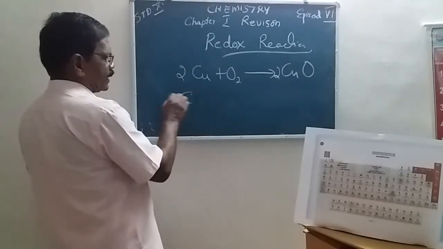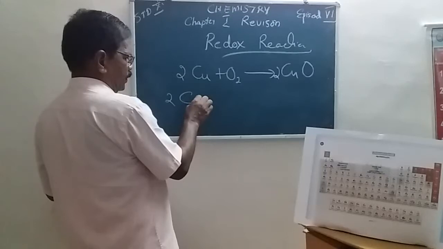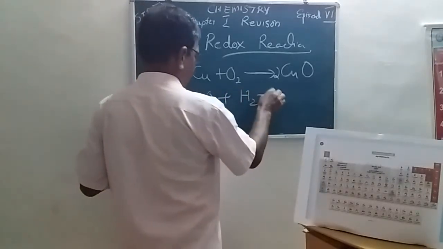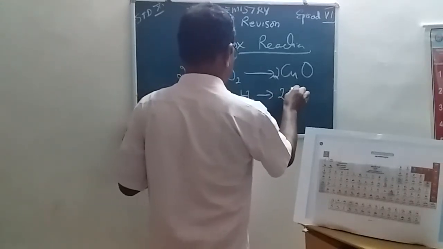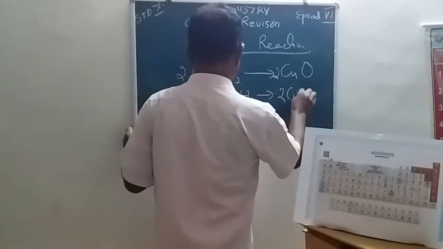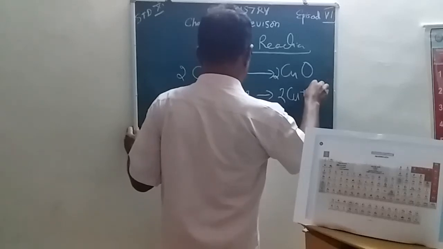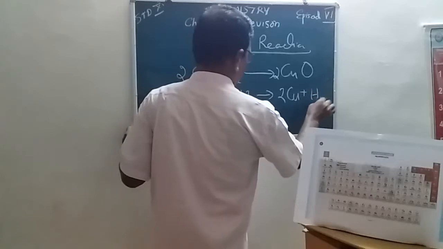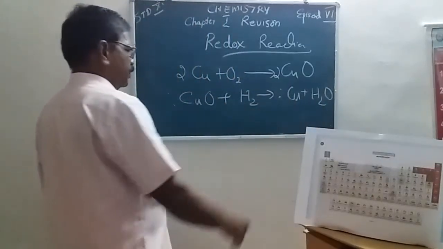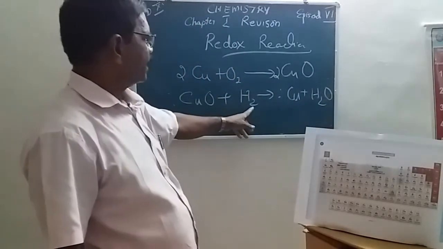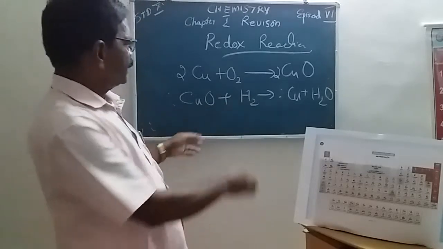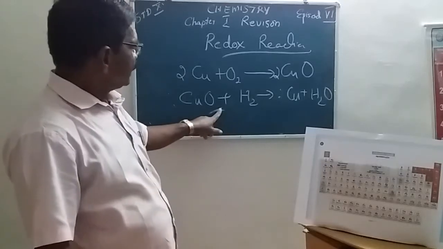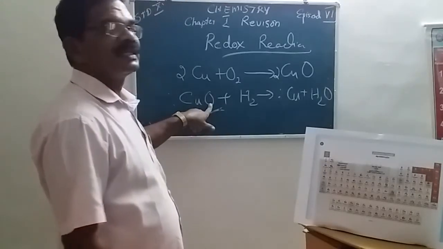When you pass hydrogen over this copper oxide, what will happen? This oxygen is removed. This removal of oxygen is known as reduction.